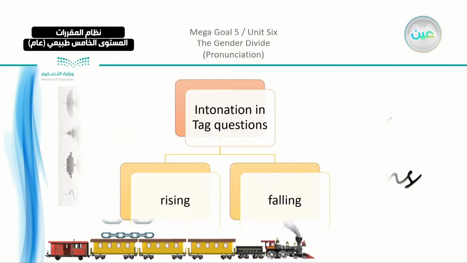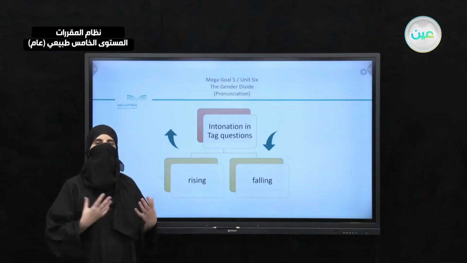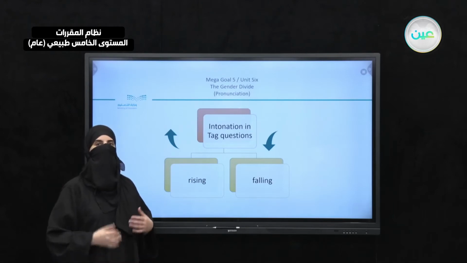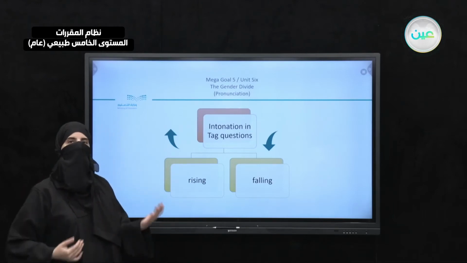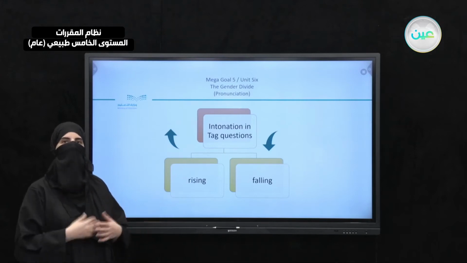The tag questions, as we said, can have a rising intonation or a falling intonation. The rising intonation is when you are asking a question and you need the information. But if it is a falling intonation, it is something that you are mostly sure about, but you are just making sure, or you want someone to assure or reply.